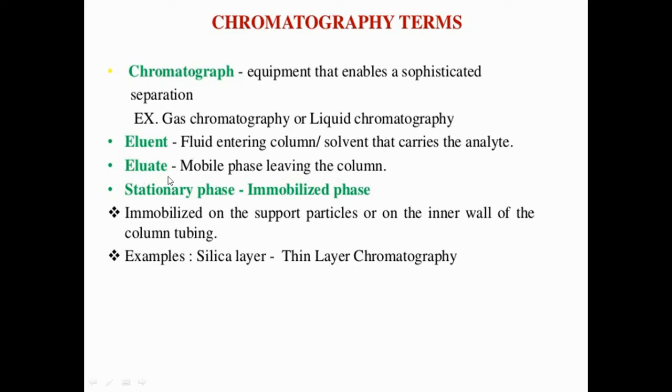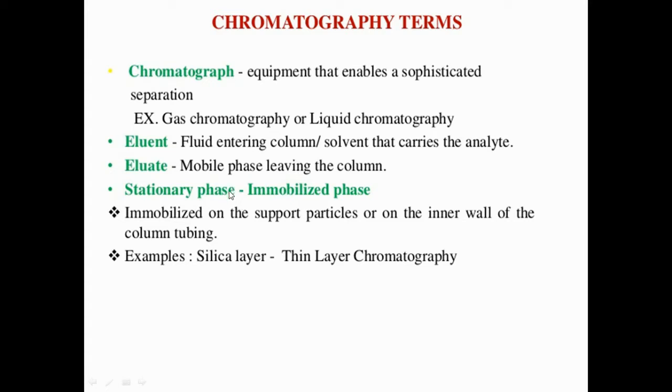Then eluate. Eluate is the mobile phase which is leaving the column. That is, when the solvent is added from the top of the column, we call it eluent. And after some time, the mobile phase carries some of the components along with it, and it leaves the column. When it leaves the column, we call it eluate.